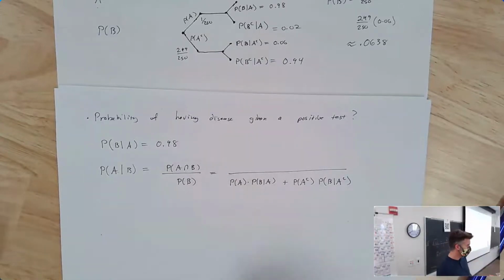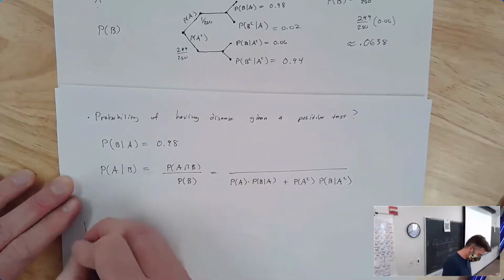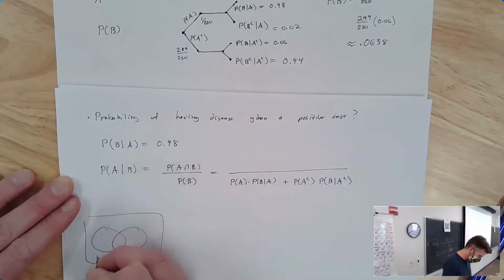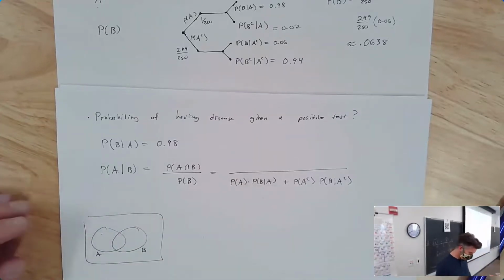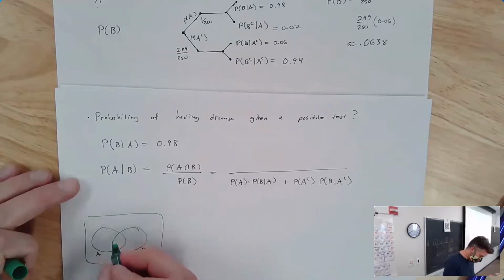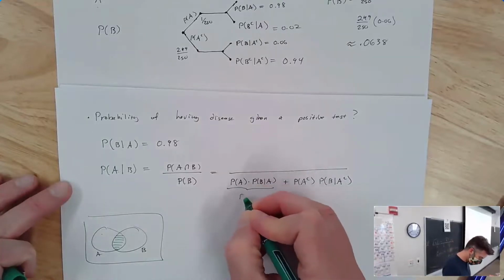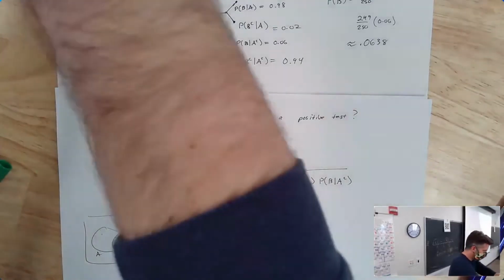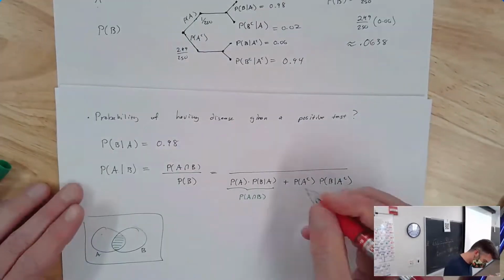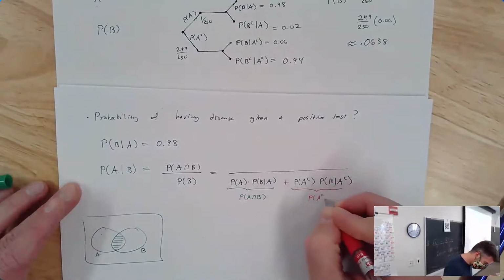If you're trying to find the probability of something happening, this is A and this is B, and you're trying to find the probability of B, it's the probability of A intersect B plus the probability of A complement intersect B.